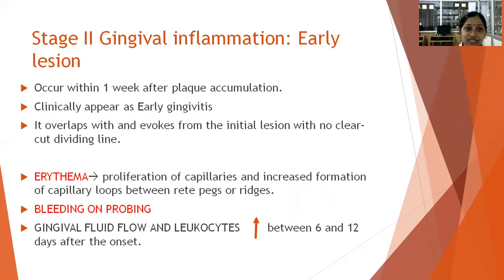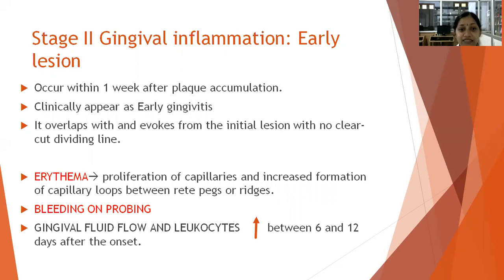Now, going to the second stage of gingival inflammation, it is called the early lesion. This usually occurs within the first week after plaque accumulation, and it clinically appears as early gingivitis. It overlaps with and evolves from the initial lesion with no clear-cut dividing line. But there are certain clinical changes, that is erythema: there is a difference in the color of the gingiva and it becomes more erythematous. It is mainly due to the proliferation of capillaries and increased formation of capillary loops between the rete pegs.